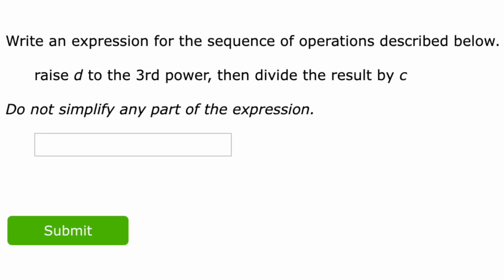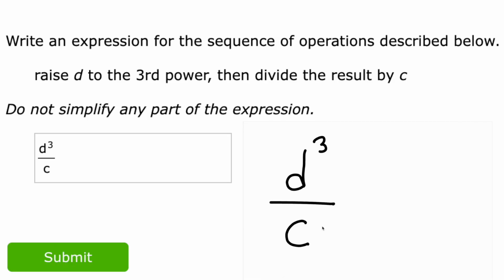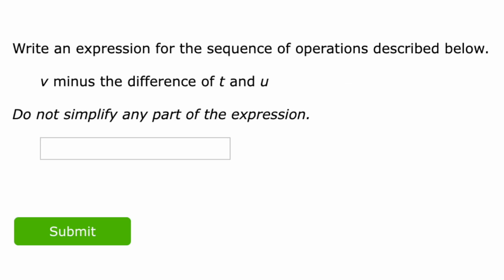Next, we have to raise d to the 3rd power, then divide the result by c. So we can start with d, then raise it to the 3rd power, then use a fraction bar to divide it by c. Next, we have v minus the difference of t and u.